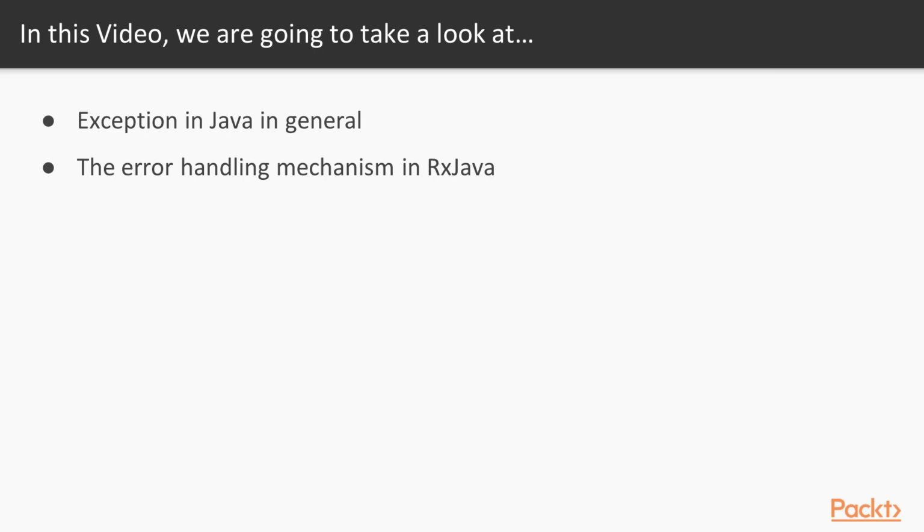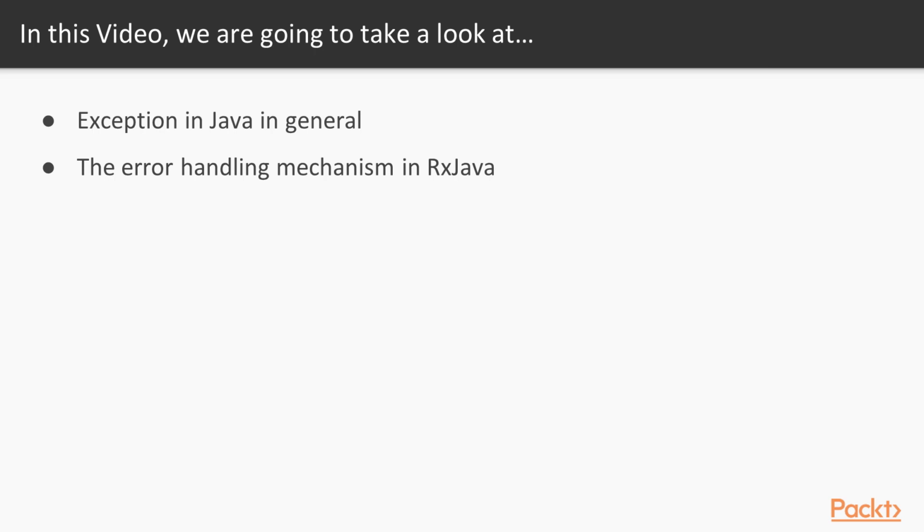In this video, we are going to take a look at exceptions in Java in general, and the error handling mechanisms in RxJava. As you may know, in Java, when we throw a checked exception, we use what is called a try-catch block, so we can handle the exception explicitly in the code. RxJava allows us to do this, but it has an extra mechanism to declare explicitly what to do in case we encounter an error on our stream.